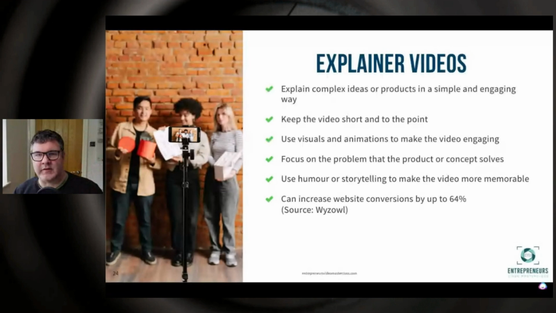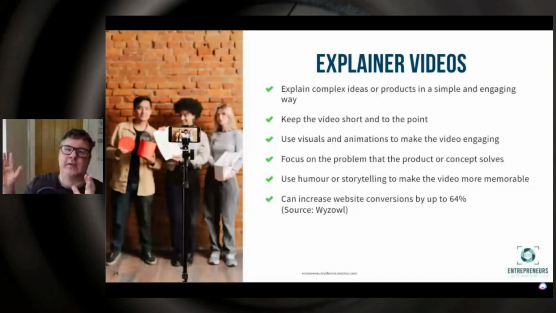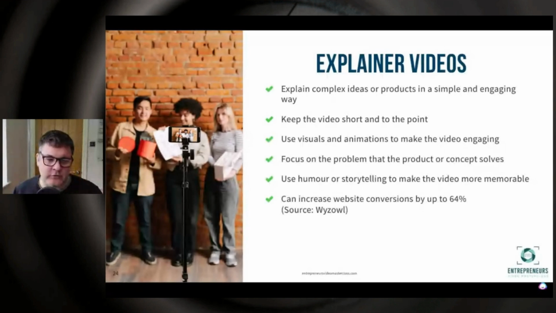Now, with explainers, they are typically animated, almost like a whiteboard type moment. You're setting up the scene. You're saying, this is what's happening in this market. It's a scene setting video. And then, like I say, it sets up your product or service as one of the potential solutions at the end of it. Use visuals and animations.